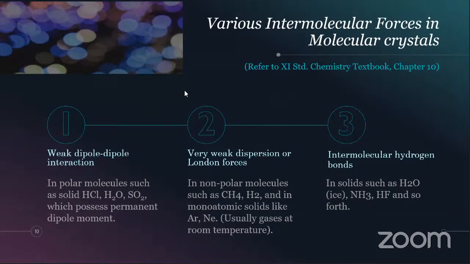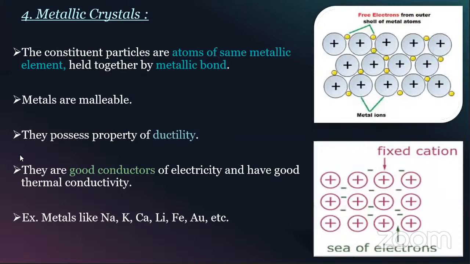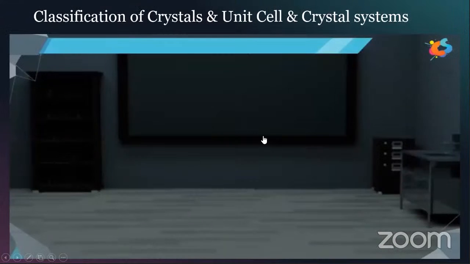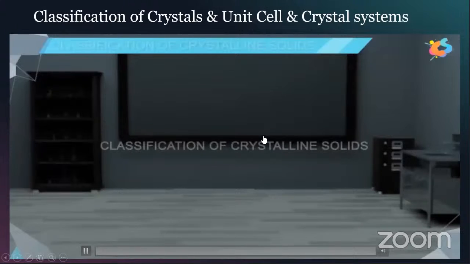Okay, and the last type that we have is metallic. In metallic crystals, the constituent particles are atoms of the same metallic element held together by metallic bonds. Metals are malleable, ductile, and they are good conductors of electricity. All the solid metals that you see will be classified under metallic solids. Now we move on to something known as a unit cell.